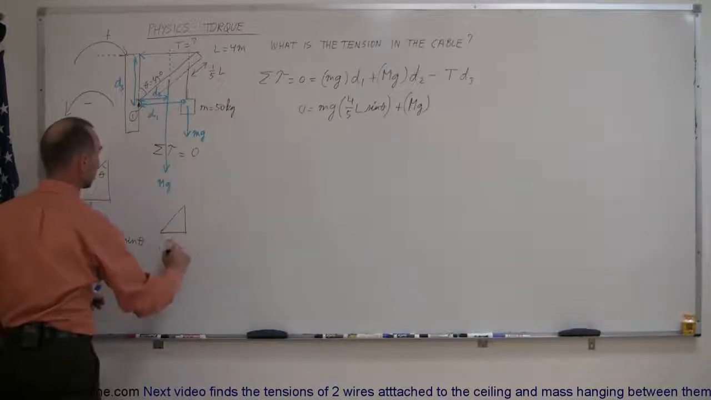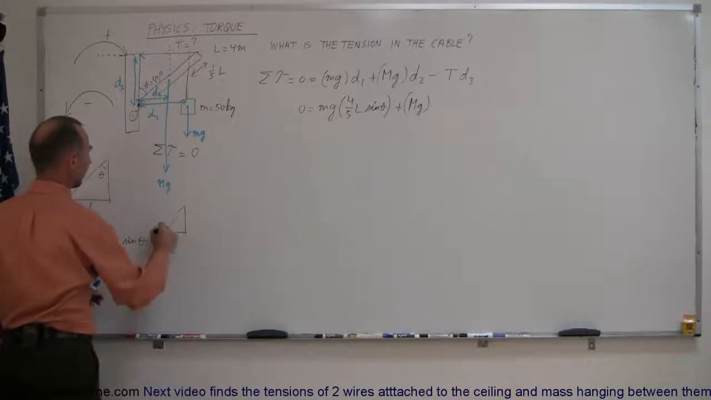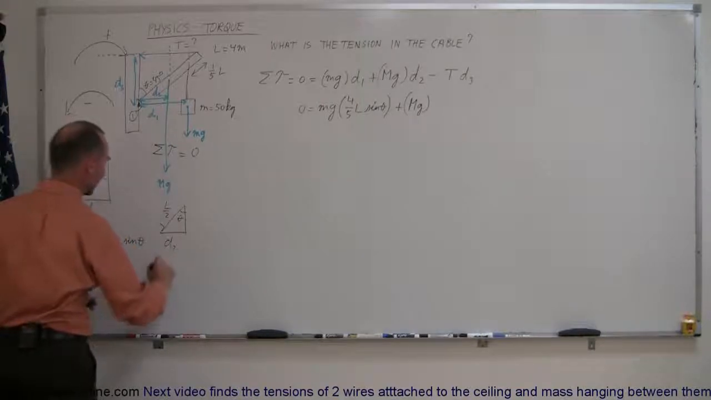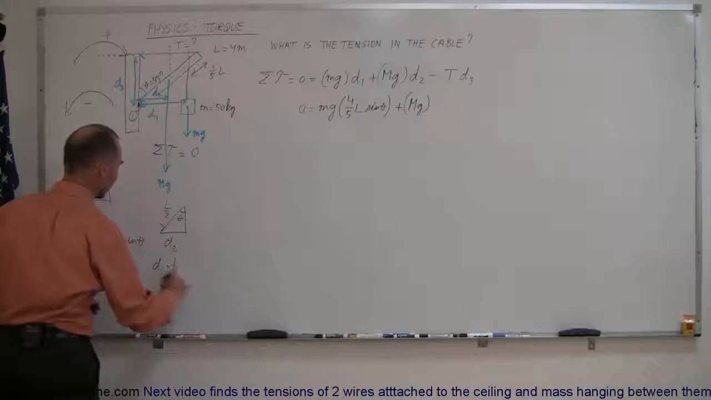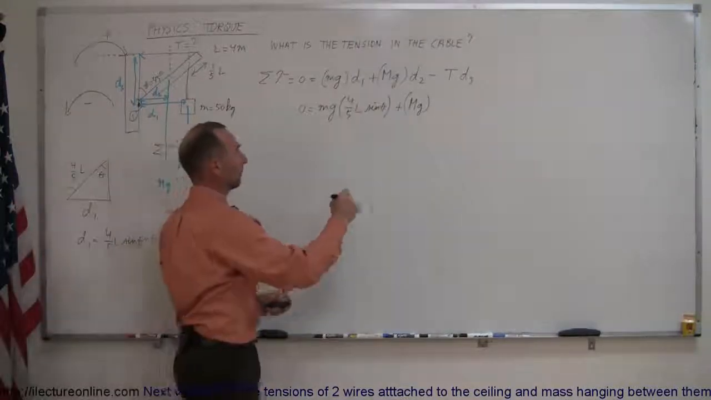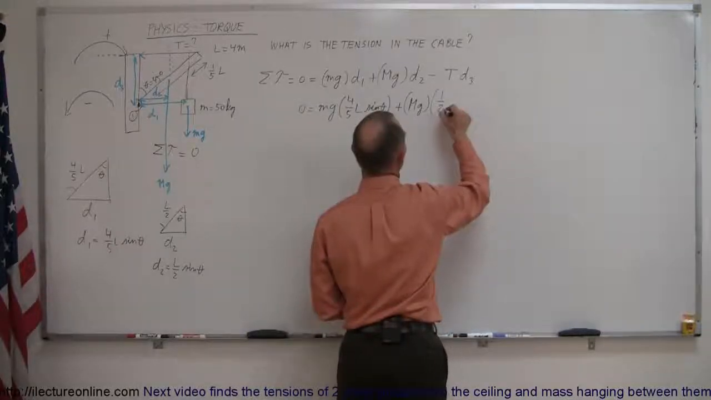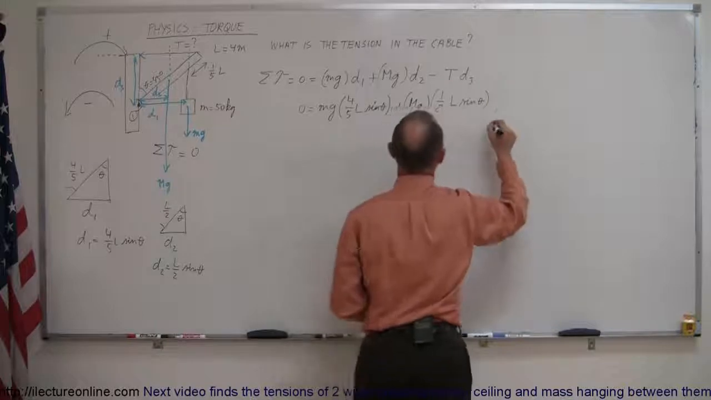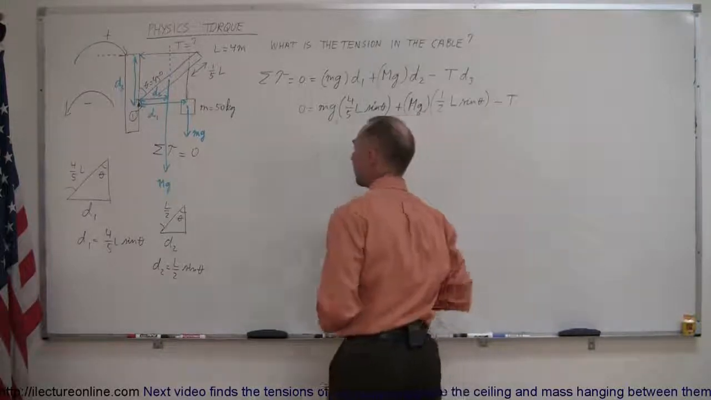We have D2 here. We know that this angle is 45 degrees. That means this angle here is theta as well. And the hypotenuse is half the length of the beam, so that's L over 2. So I can say that D2, which is opposite to the angle, is equal to the hypotenuse, which is L over 2, times the sine of the angle theta. So that goes in here. That's 1/2 the length of the beam times the sine of the angle theta. And finally, I have minus the tension times d3.